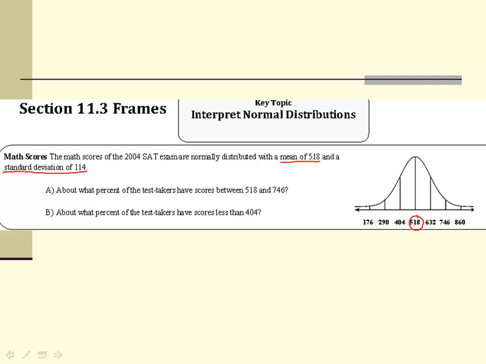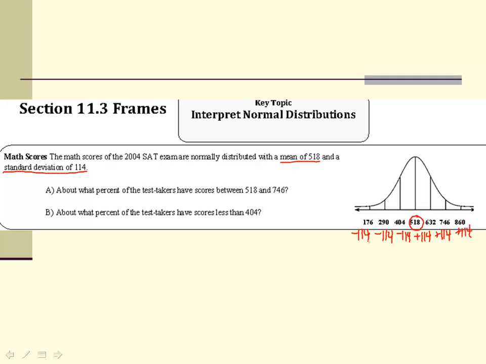We put the mean in the middle bar. Okay, in order to get one deviation to the right, I'm going to add 114. To get two deviations to the right, I'm going to add a second 114. To get three deviations to the right, I'm going to add a third 114. To get one deviation to the left, I'm going to subtract 114. To get two deviations to the left, I'm going to subtract a second 114. And to get three deviations to the left, I'm going to subtract a third 114.